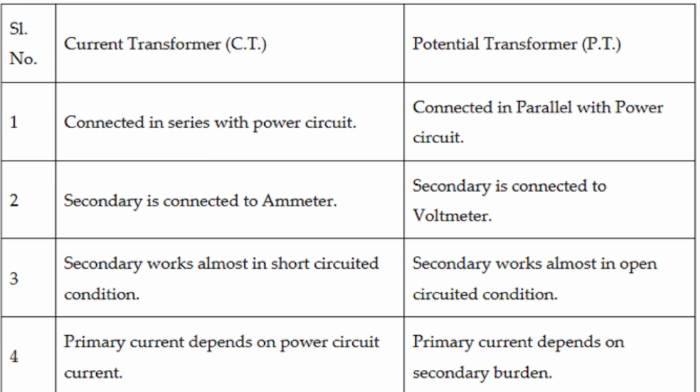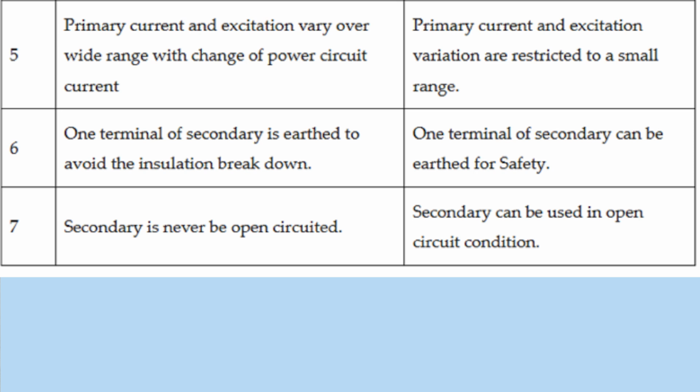Now the fourth difference is the primary current depends on power circuit current, and in case of potential transformer, the primary current depends on secondary burden. We will discuss the term burden in an upcoming part. So the basic difference is that the CT current depends on the primary current, and the potential transformer's primary current depends on the secondary current. As far as the secondary loading is concerned, the amount of primary current will increase or decrease according to the load or burden connected at the secondary side.